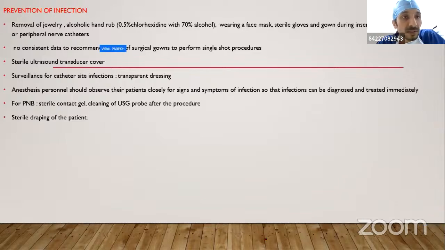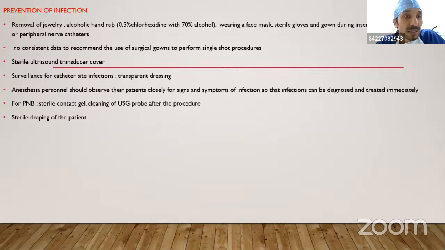We should remove the jewelry that we use. We should use an alcoholic hand rub. We should wear a mask, sterile glove, gown during insertion of indwelling epidural or peripheral nerve catheters. There is no consistent data to recommend the use of surgical gown for a single shot procedure.